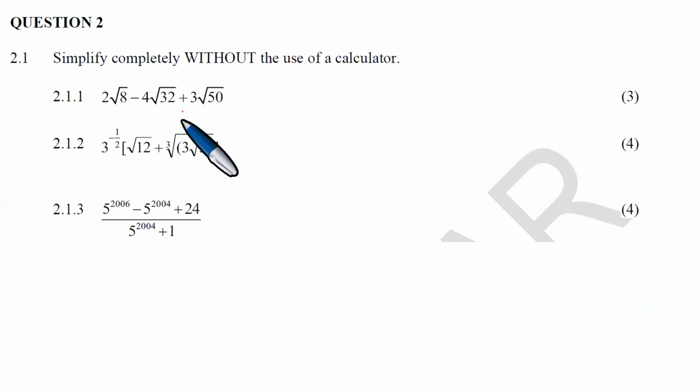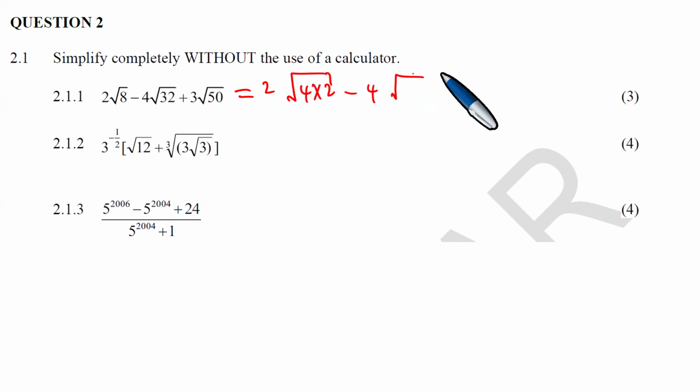Let's deal with surds and things like that. These ones we can quickly do without wasting much time. Simplify completely without use of a calculator. To simplify these, we multiply. The number 8 is 4 by 2, because 4 is a perfect square, so it's a good choice of numbers under the square root sign. 32 here is 16 by 2.